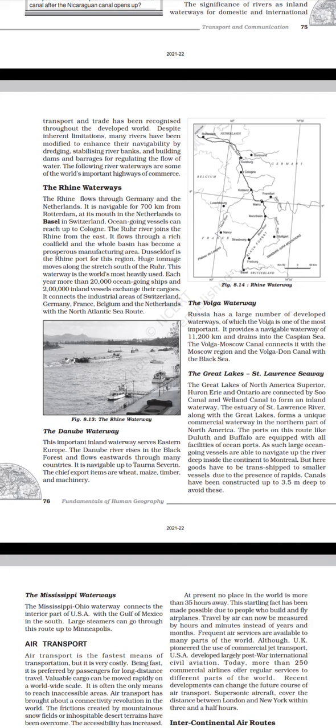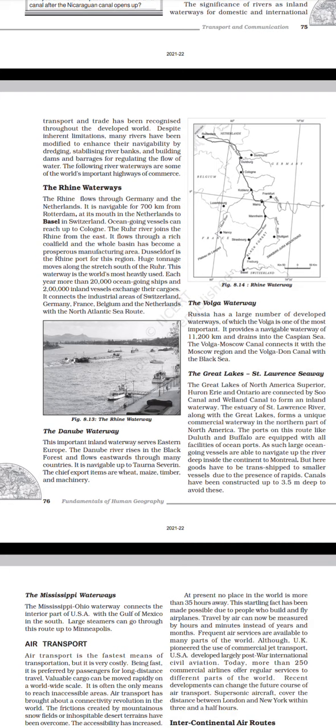Huge tonnage moves along the stretch south of the Ruhr. This waterway is the world's most heavily used. Each year, more than 20,000 ocean-going ships and 2 lakh inland vessels exchange their cargoes.